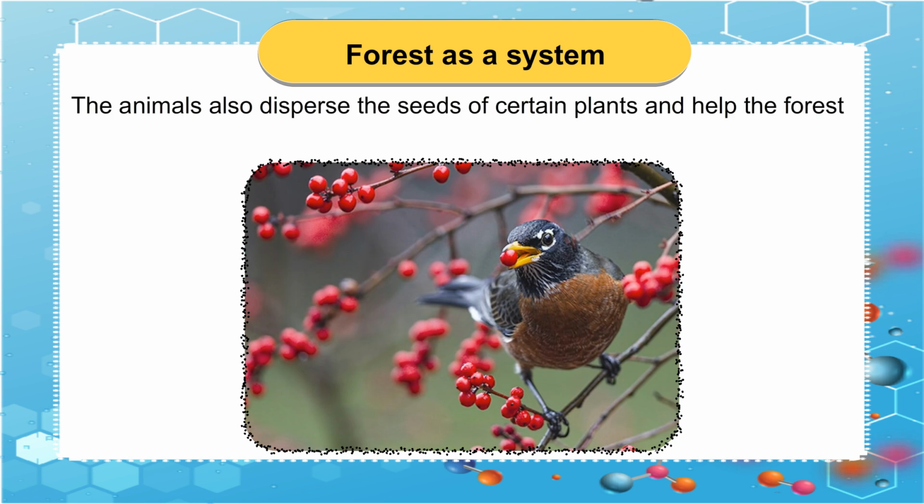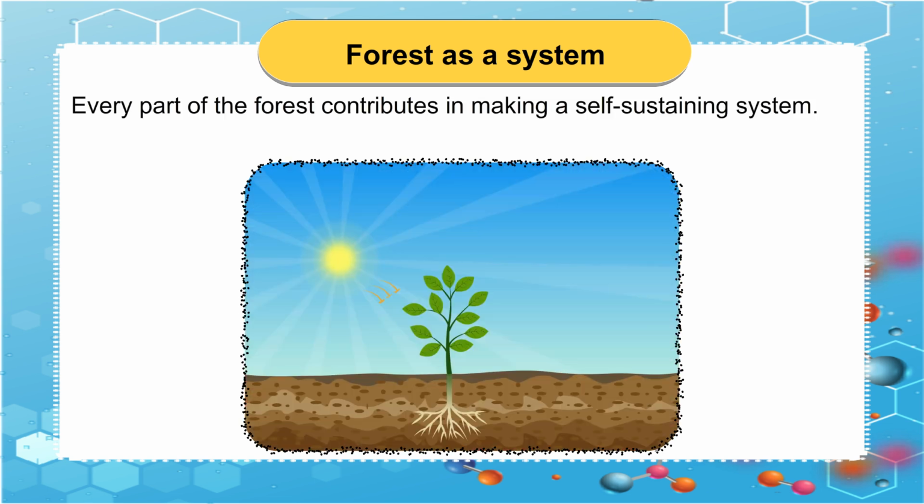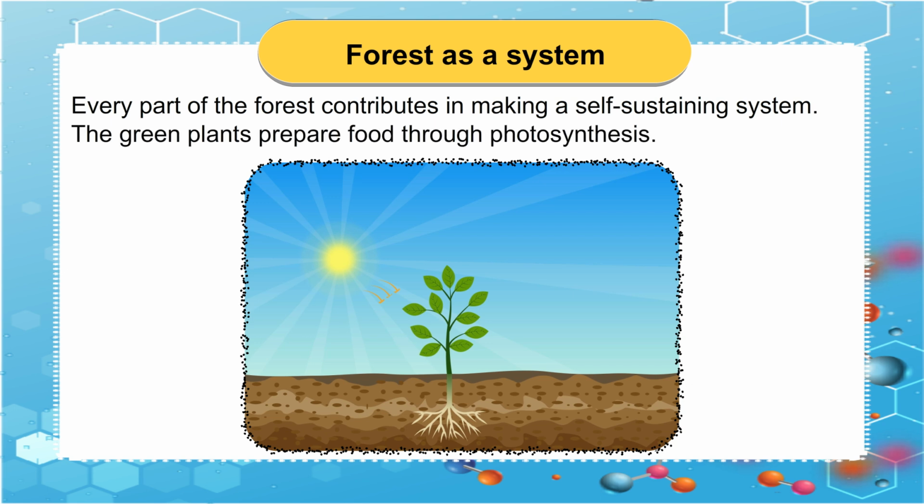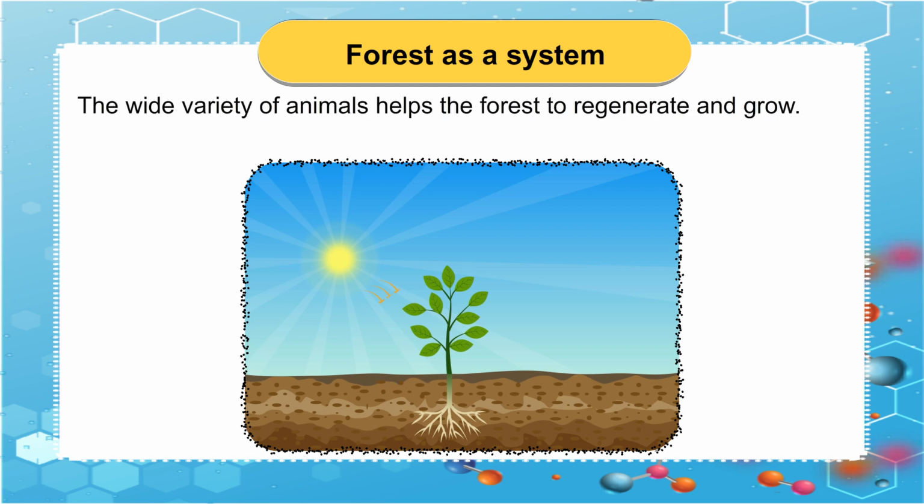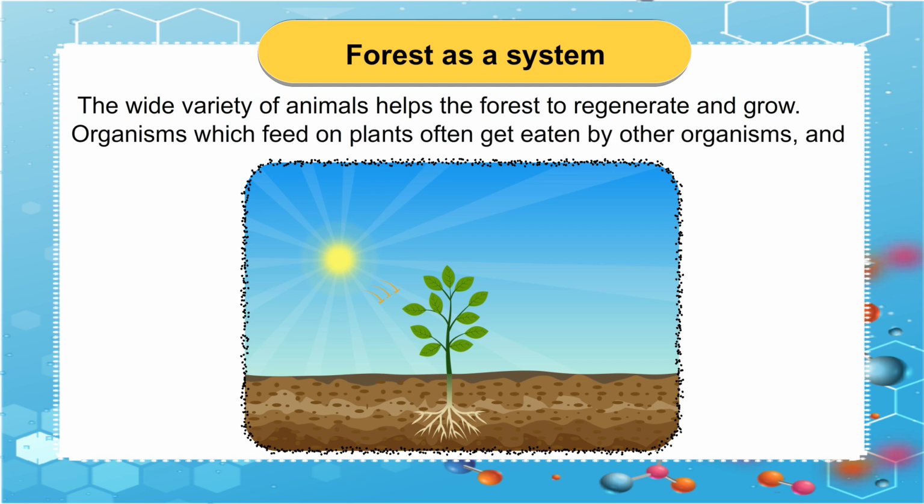The animals also disperse the seeds of certain plants and help the forest to grow. Every part of the forest contributes in making a self-sustaining system. The green plants prepare food through photosynthesis. The wide variety of animals helps the forest to regenerate and grow.